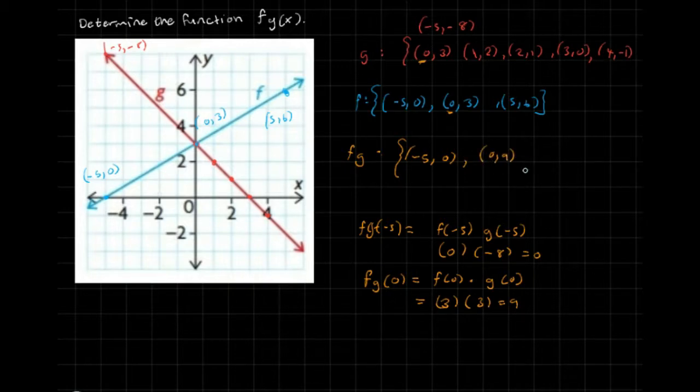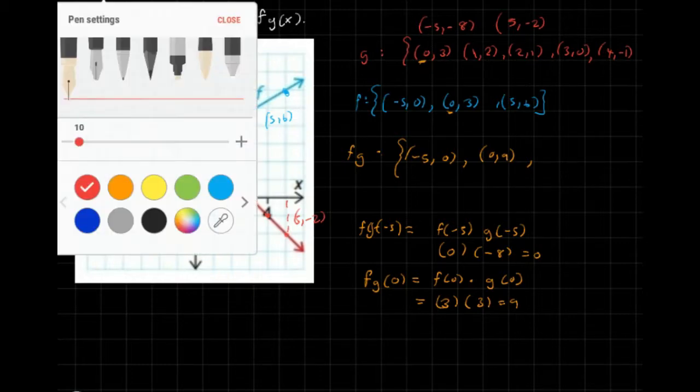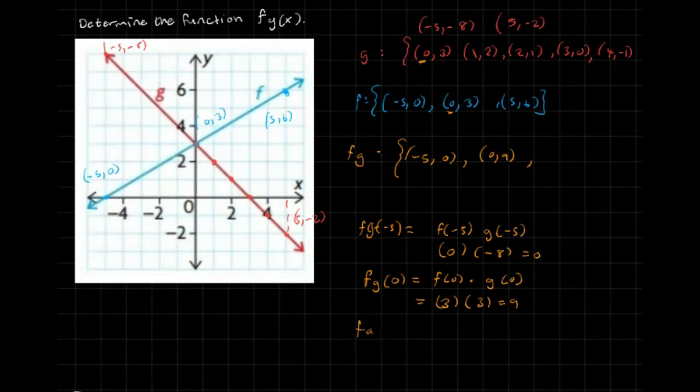Okay? Let's take a look at another point. Another common point that these guys have looks like 5 and 6, and you can also look at 5 and -2, right? So this guy has 5 and -2. Didn't write that in order, but it's fine. So in this case, if we do f times g of 5, we basically get f of 5 times g of 5. So f of 5 here looks like 6. g of 5 here looks like -2, and we basically get -12, right? So we get 5 and -12.